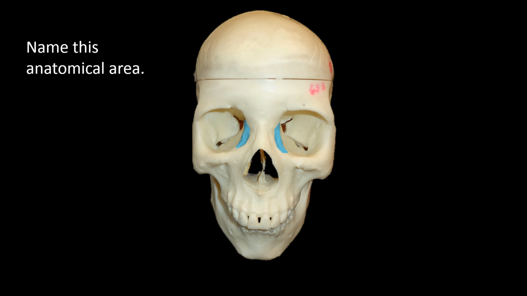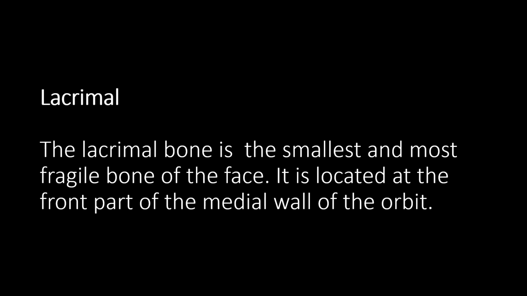Name this anatomical area. Lacrimal. The lacrimal bone is the smallest and most fragile bone of the face. It is located at the front part of the medial wall of the orbit.